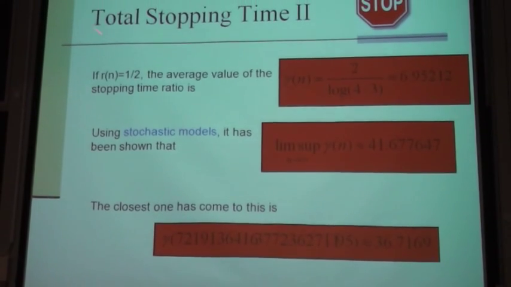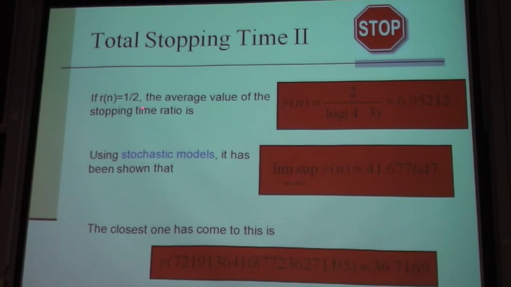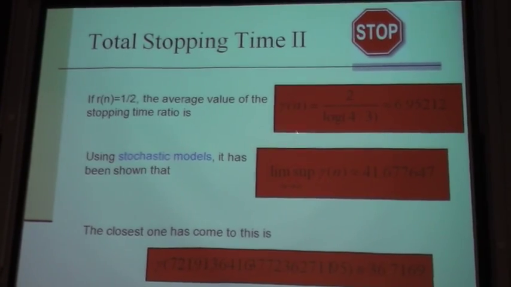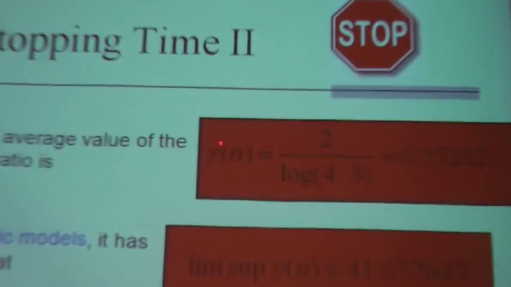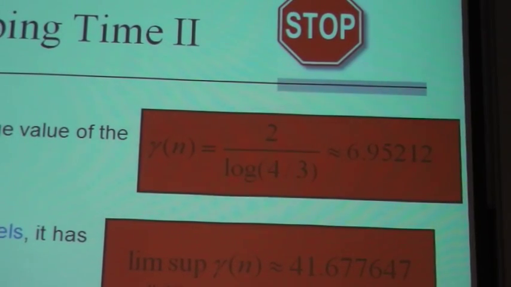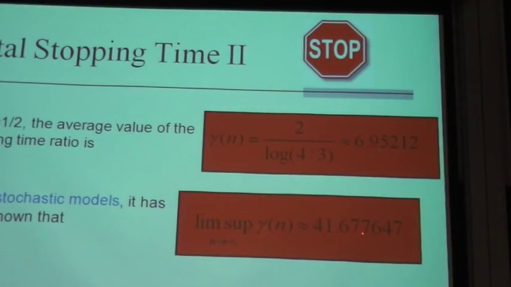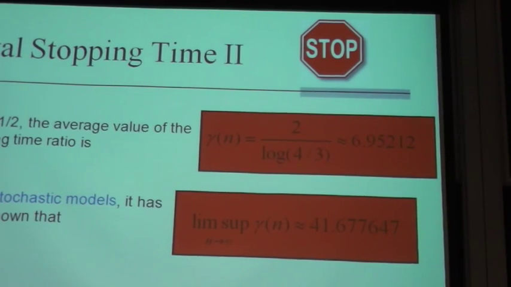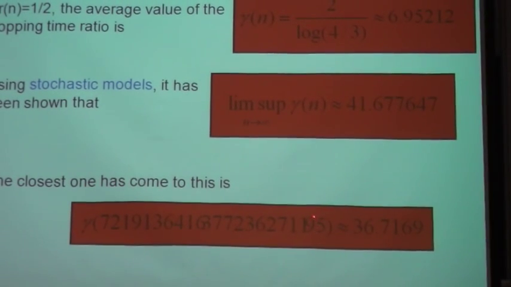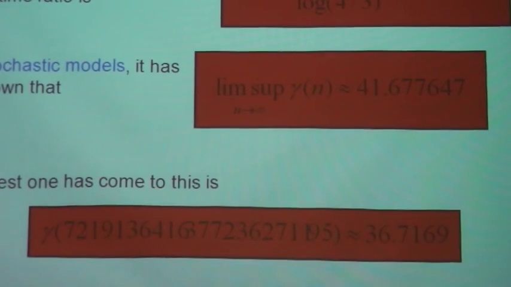More specifically, this is what I was saying a moment ago. Suppose you had roughly a 50-50 chance of going up or down. If you pick some large number and then watch what happens, then that ratio I talked about theoretically is exactly this value. It's been shown with stochastic models that the limsup of these is bounded by this quantity, and the closest that's come to it, because people have done a lot of experiments with this particular starting number, is about 41.